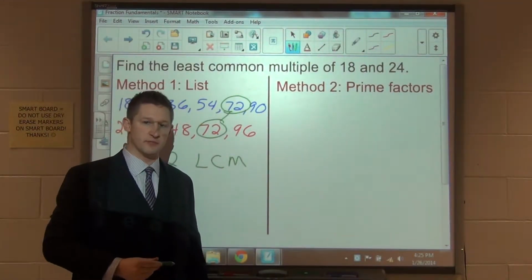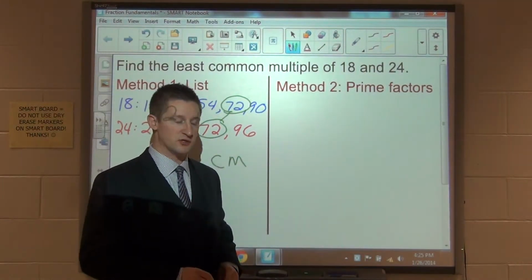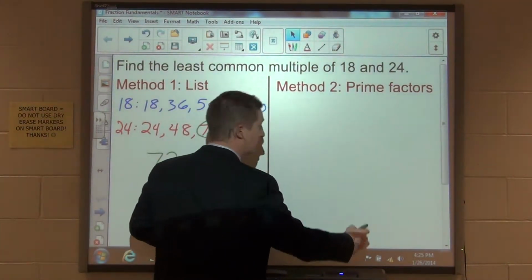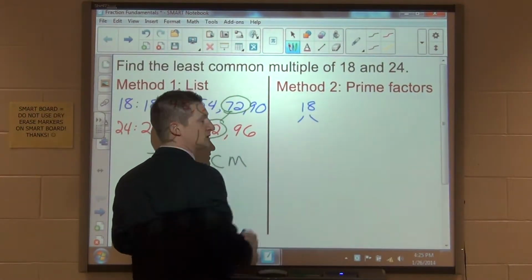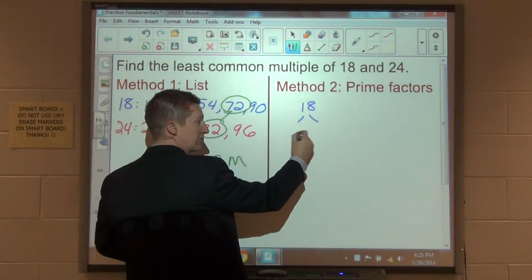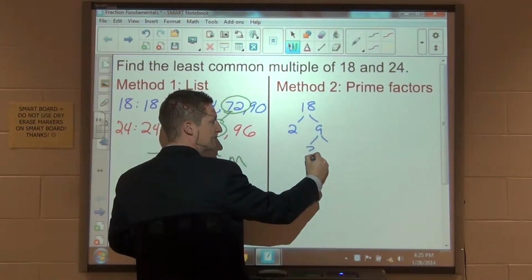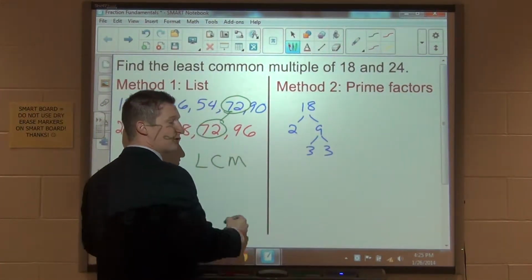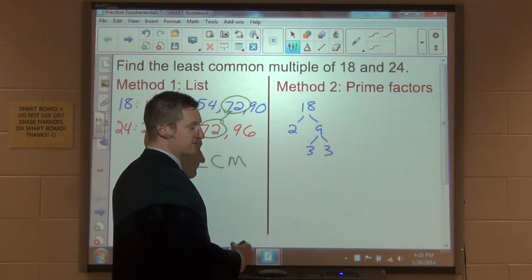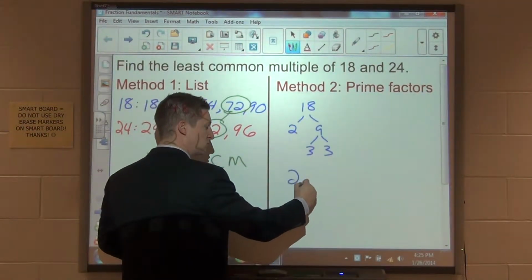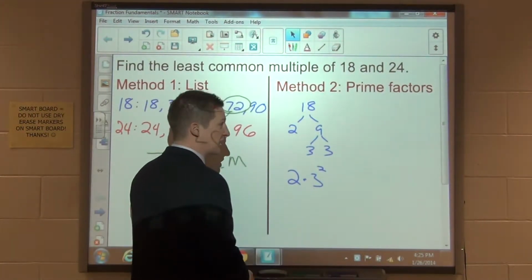Now, a second method of obtaining the exact same result would be to find the prime factors of each number. If I want to find the prime factors of 18, I could use a factor tree to help me out. The factors of 18 I can start with would be 2 and 9. 9 can be factored further into 3 times 3. 2 and 3 are both prime factors, so I could say that the prime factorization of 18 is equal to 2 times 3 squared.